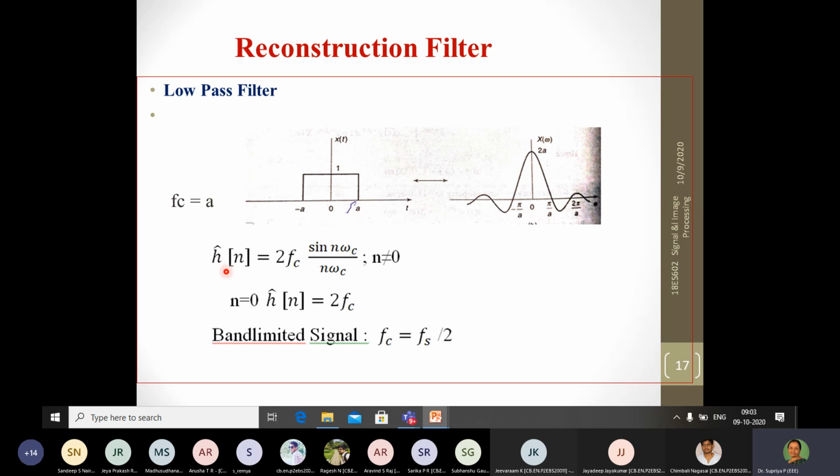The reconstructed signal h of n would be given by 2fc into sin(n omega c) divided by (n omega c) when n is not equal to 0. When n equals 0, this term becomes 0, so the entire expression tends to go to 0. Hence this is not possible to be implemented at n equal to 0. So when n is equal to 0, we apply the Taylor series, which tells us to make n tend to 0, and as a result our solution at n equal to 0 would be 2fc.